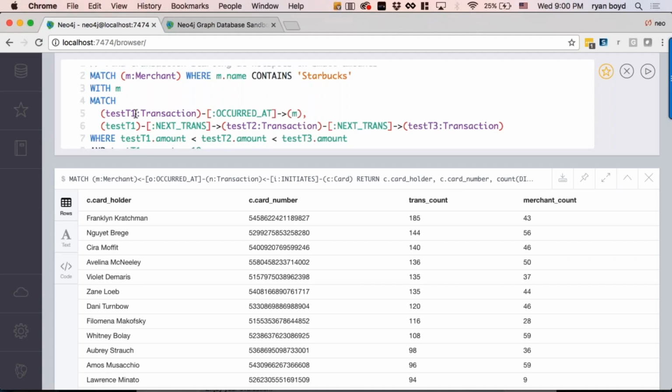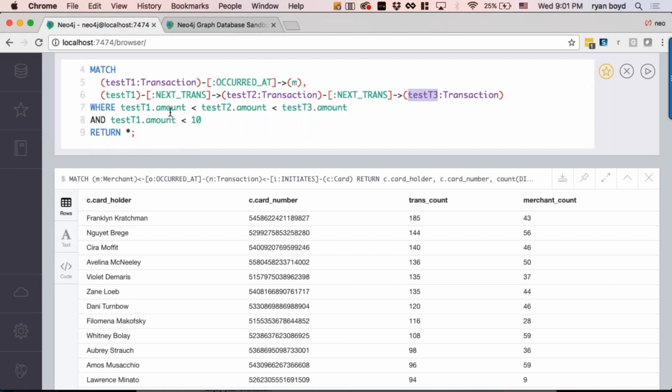So a test transaction 1 is what I'm calling it as an alias, and it's a transaction labeled node, and it occurred at a particular merchant, the merchant that we referred to earlier as Starbucks. And test transaction 1 had a following transaction on the same credit card of test transaction 2, as we're calling it, and then had another transaction, a test transaction 3, as we're calling it. And these transactions were increasing amounts. So the third transaction had a larger amount than the second transaction, had a larger amount than the first transaction.